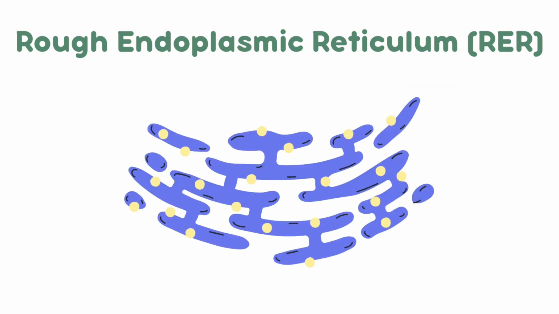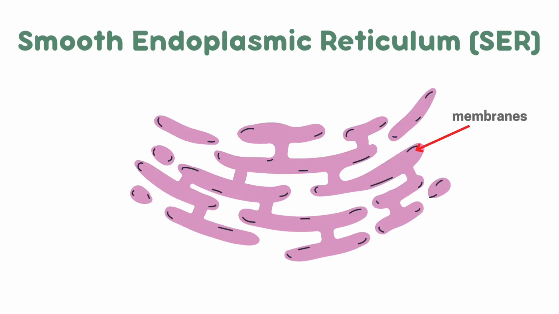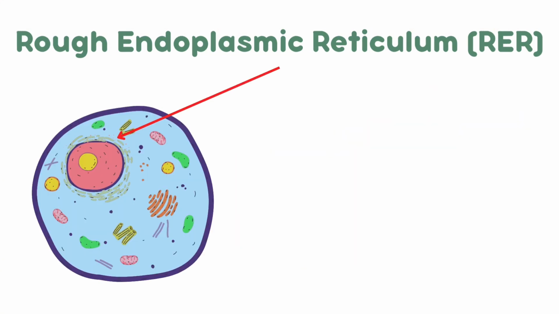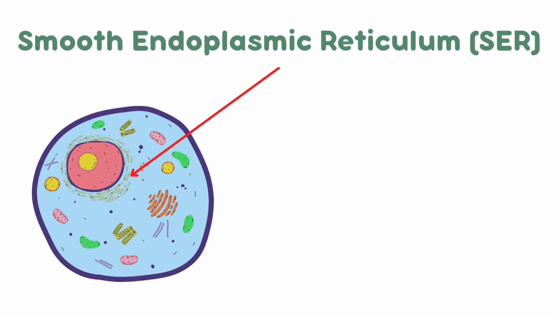As you can see, this is the rough endoplasmic reticulum, with its membranes and ribosomes attached to it. Now this is the smooth endoplasmic reticulum with just the membranes, but no ribosomes. This is the RER on an animal cell and a plant cell, and this is the SER on an animal cell and a plant cell.